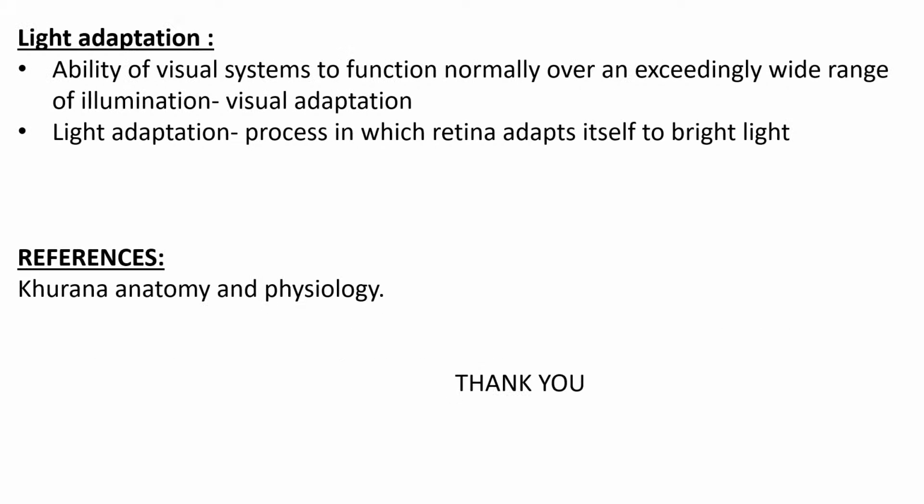Light adaptation. What is visual adaptation? It is the ability of the visual system to function normally over an exceedingly wide range of illumination. Light adaptation is the process in which the retina adapts itself to bright light.